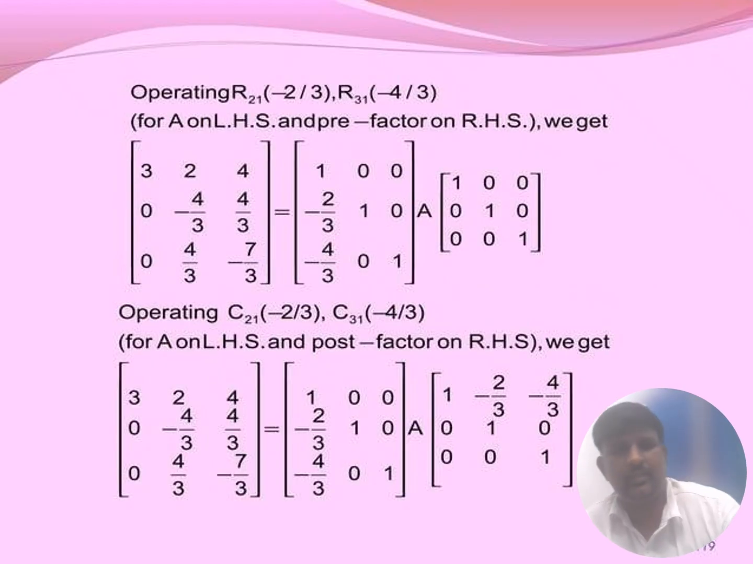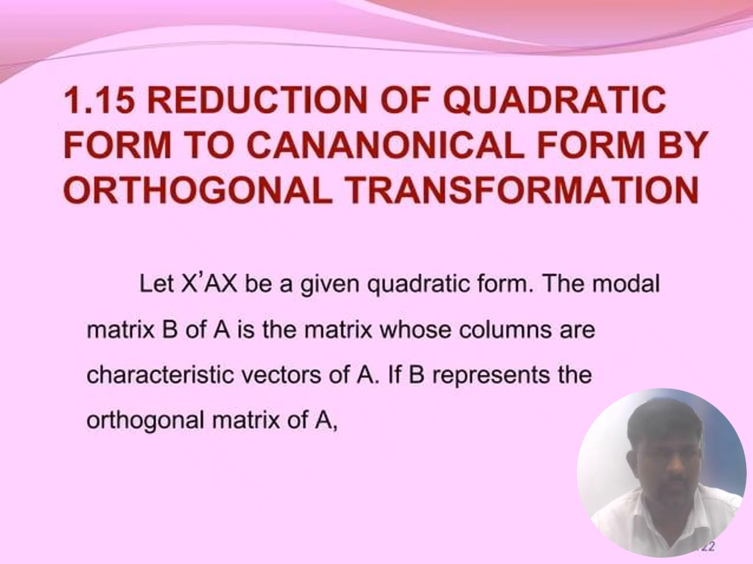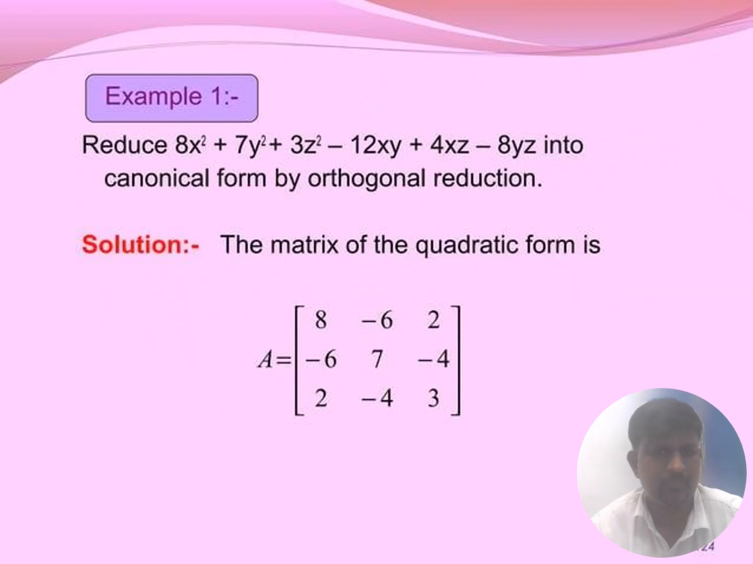Okay, so here we are going to solve one problem. Reduce 8x square plus 7y square plus 3z square minus 12xy plus 4xz minus 8yz into canonical form by orthogonal reduction. The matrix of the quadratic form is A is equal to 8 minus 6 2, minus 6 7 minus 4, 2 minus 4 3.